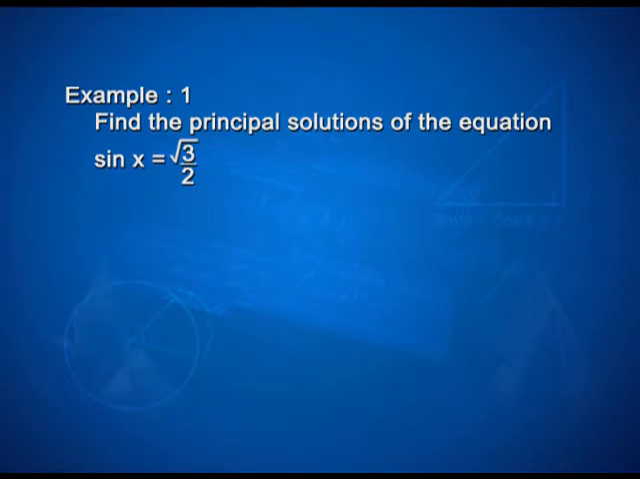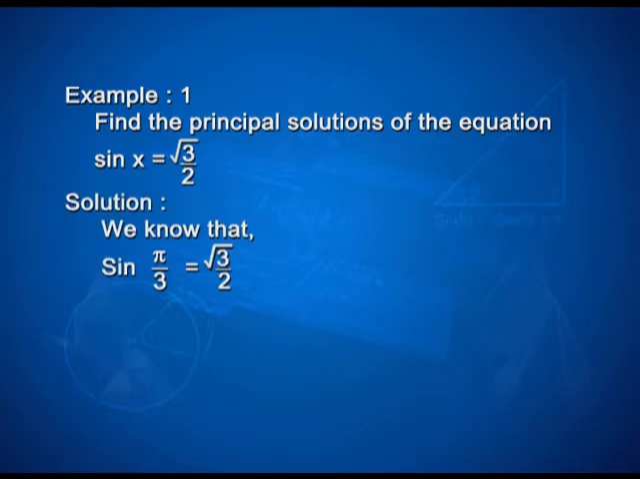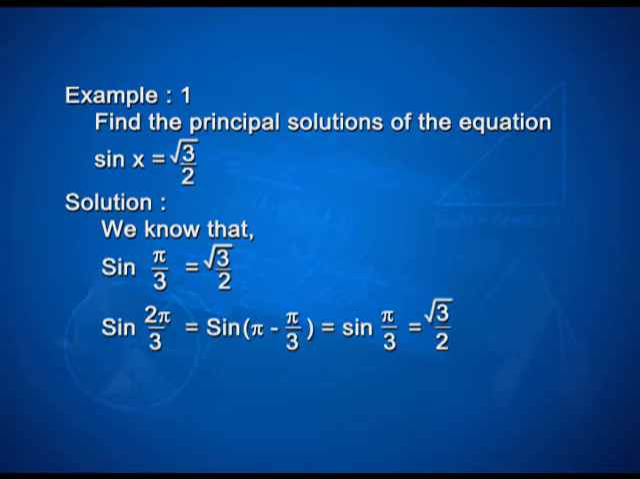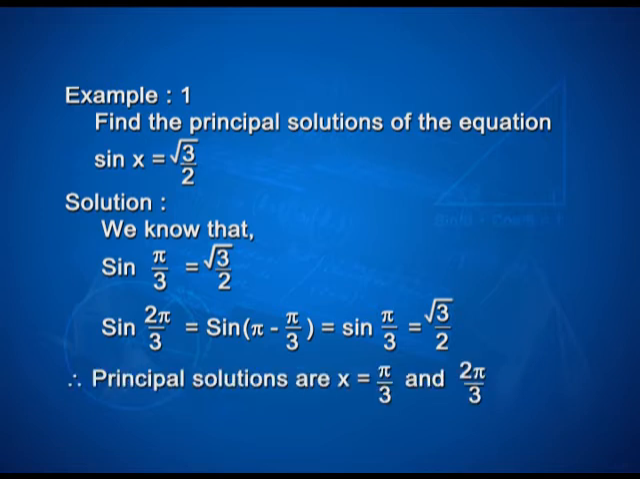The following examples will be helpful in solving trigonometric equations. In the first example, find the principal solution of the equation sin x is equal to root 3 upon 2. We know that sin pi upon 3 is equal to root 3 upon 2, and sin 2 pi upon 3 is equal to sin of pi minus pi upon 3, that is sin pi upon 3, which is root 3 upon 2. Therefore, the principal solutions are x is equal to pi upon 3 and 2 pi upon 3.